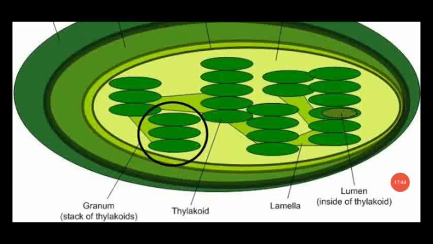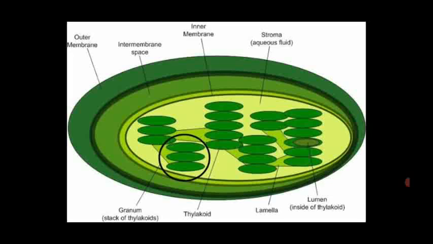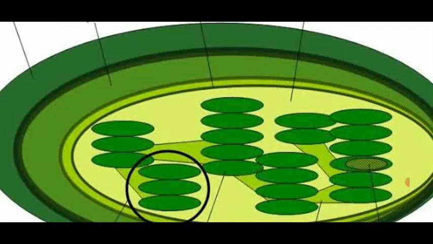Dear students, see the diagram. This is the structure of thylakoids. A thylakoid is a disc-shaped structure surrounded by a membrane called the thylakoid membrane. At the center, there is a cavity called the lumen, that is the thylakoid lumen. Each disc-shaped structure is called a granum.